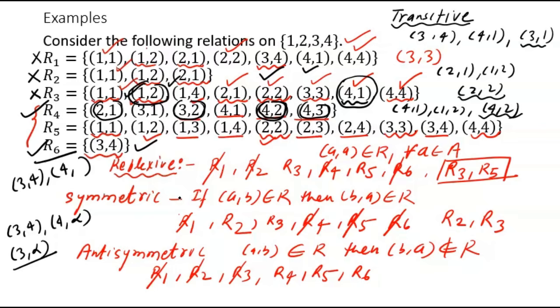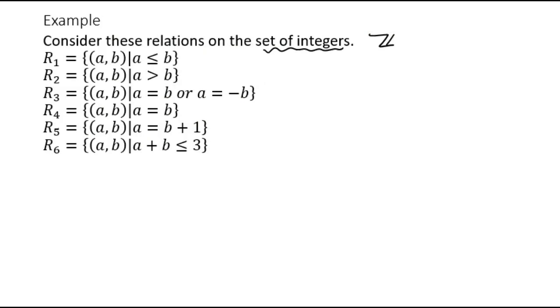Let us see one more example. Let's take another example. Here we are going to define the relation on the set of integers, which is an infinite set. The previous example contained only 4 elements, 1, 2, 3, 4. Here the set of integers contains infinitely many elements. Let us look at which of them are reflexive, symmetric, transitive and antisymmetric.